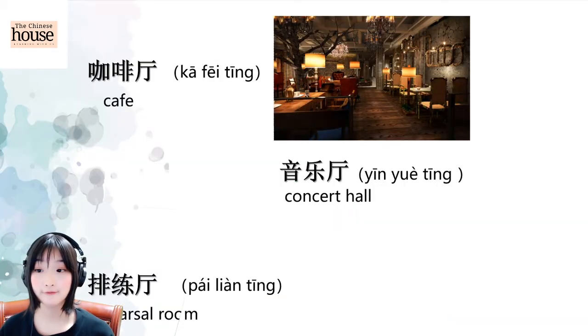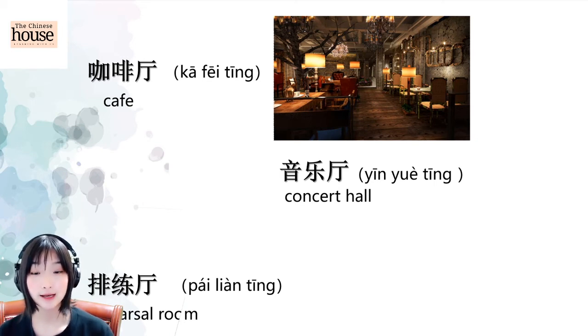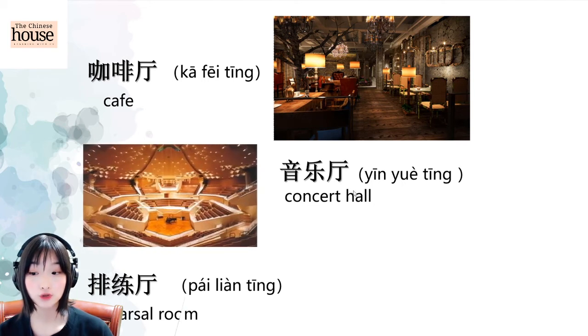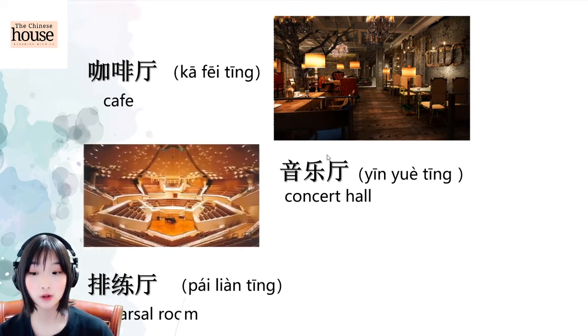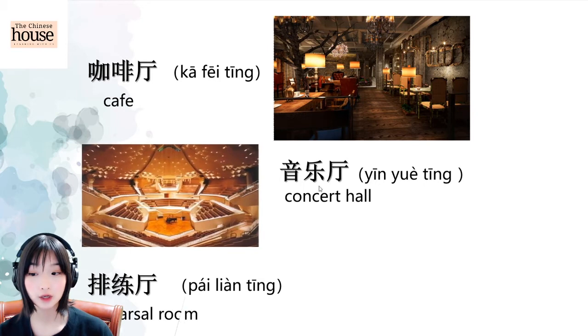And then cafe, 咖啡厅, flat tone. 咖啡厅. 厅 has the meaning of house, hall, room. And here, cafe. So here, 厅 again, concert hall, 音乐厅, which means music hall, concert hall.